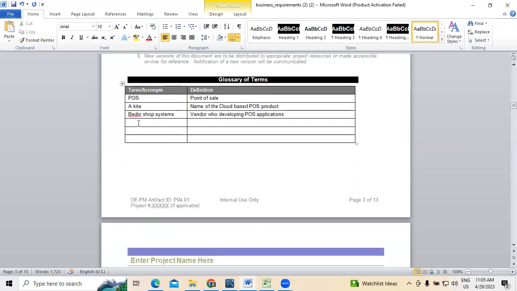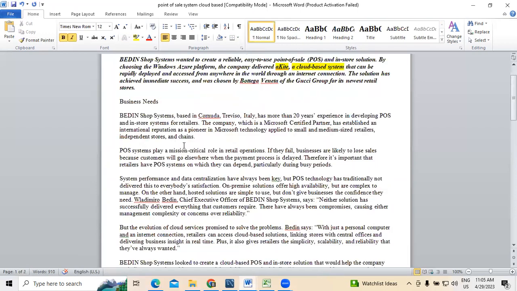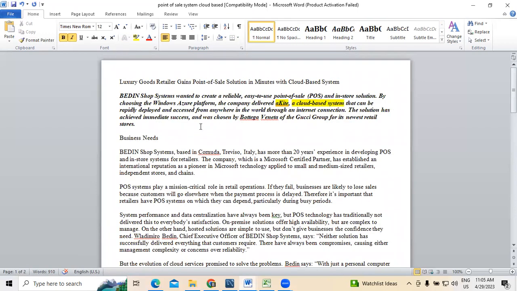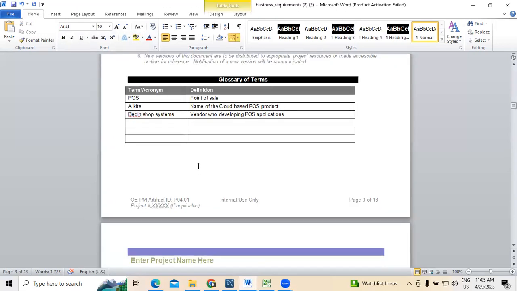For example, Windows Azure, because if you see the case study I've shown you, they have explained very clearly that they are using Windows Azure as a platform to develop it. If you want to develop a cloud POS system, you require a cloud service provider, so they have taken Windows Azure as the platform here. For example, Windows Azure is what I have taken. What is Windows Azure here?